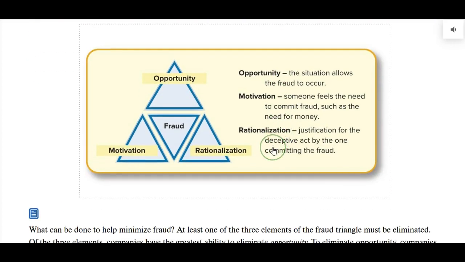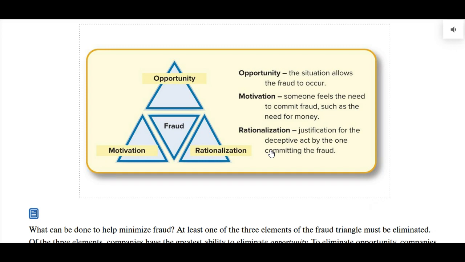Now, what happens when fraud occurs? Usually there are three items here that are all present. This is called the fraud triangle, what you see at this point. There's the opportunity. So there's a situation that allows the fraud to occur. Someone has access to the cash. Maybe they have access to the accounting records where they can hide their theft. So the opportunity is there.